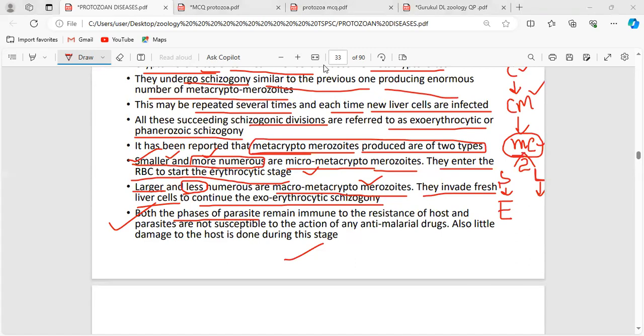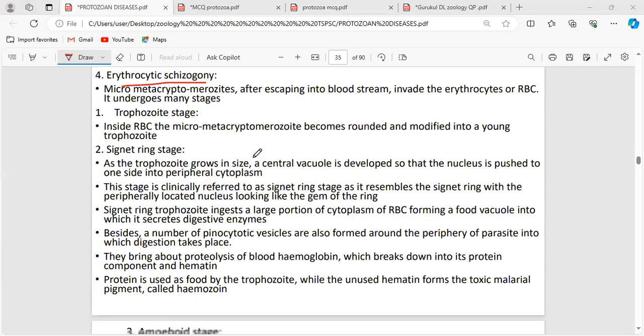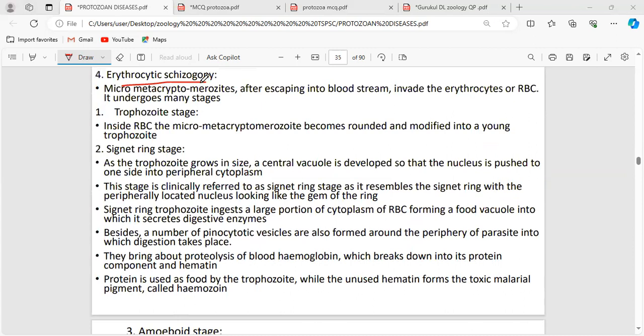We have seen that at the end of the metacryptomerozoites, we can get two different types of cells: micro metacryptomerozoites and macro metacryptomerozoites. Only one type of merozoite will enter the erythrocyte. Very good, that is the micro metacryptomerozoites. The macro metacryptomerozoites will continue the exoerythrocytic cycle.